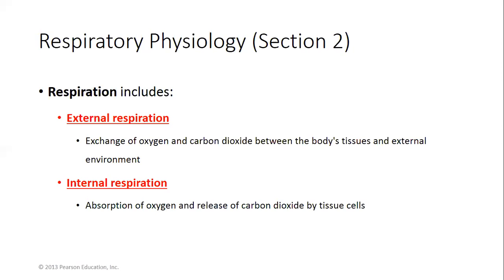Internal respiration is basically the absorption of that oxygen and the production and diffusion of carbon dioxide out of the tissue cells and into the blood. So it's the opposite direction. Oxygen is moving into the blood in external respiration, and carbon dioxide is leaving. And then in the tissue, oxygen is leaving the blood and heading into the tissue cells, and carbon dioxide is being produced there and heading back into the blood from the tissue cells, all the way to be transported back to where external respiration occurs.